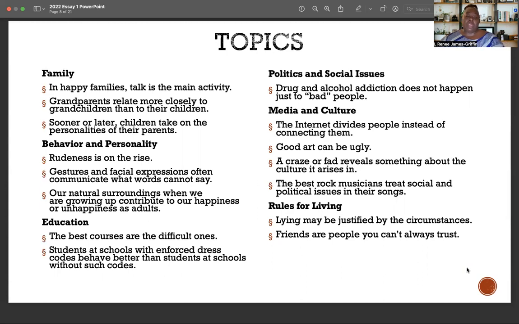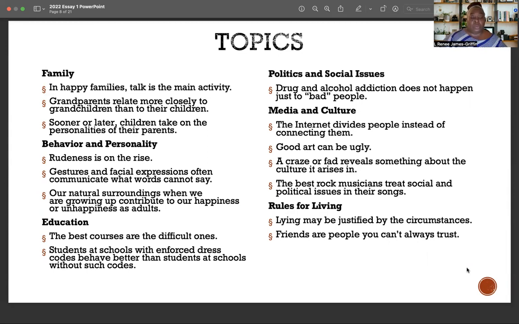But as I look under that category, I noticed that there are three subtopics that I can talk about. In happy families, talk is the main activity. Grandparents relate more closely to grandchildren than to their children. Sooner or later, children take on the personalities of their parents. Okay, so those are 3 quality topics. However, those are 3 different topics. I'm not going to write about all 3. My job is to pick only one of them.